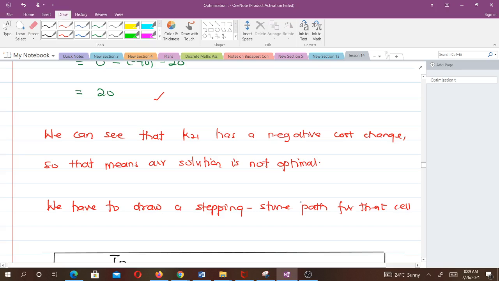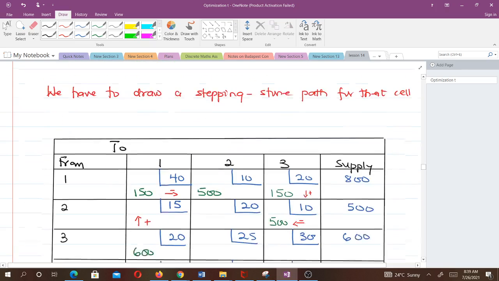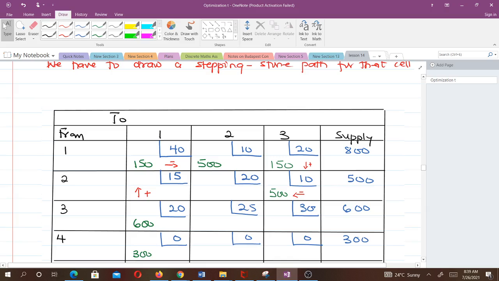So we have to draw a stepping stone path for that cell. So this was that cell, K21, and I'm drawing a stepping stone path for it. If you don't really get this, then try to watch the previous videos on the stepping stone path and the modified distribution method, where we talked about them in depth. Okay, so this was a cell which was negative, so we draw what we call a stepping stone path for it.